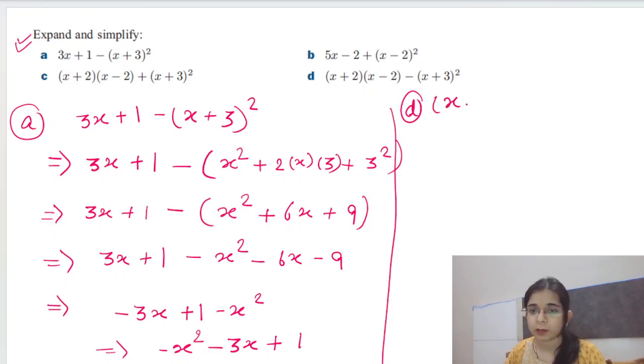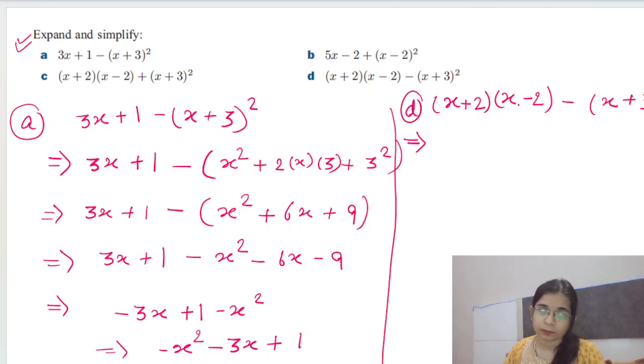B and C part I'm just leaving to you, and the rest of the D part I'm solving for you. Okay, here you can see this is A plus B, A minus B. Whenever you see an expression, you have to identify what you're going to use. Here we are going to use the square expression, and here we are going to use the A plus B, A minus B formula, which is A square minus B square. So square of the first term minus square of the second term as it is.